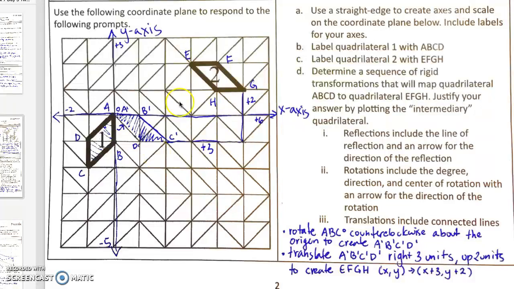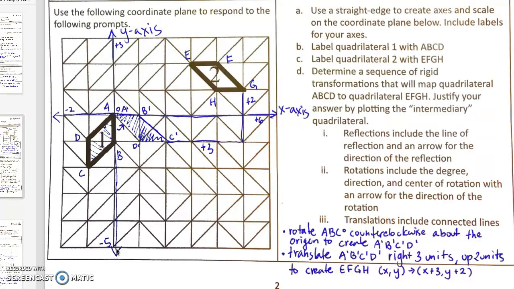Next, let's go ahead and label quadrilateral 2 EFGH. Even before that, I realized I forgot we need to label the scale of our axis. In this case, it looks already like a coordinate grid, so I think each box is going to be 1 unit. So 1, 2, 3, 4, 5, 6. To the left by 2, minus 2. Up by 1, 2, 3, plus 3, and 1, 2, 3, 4, 5, minus 5.